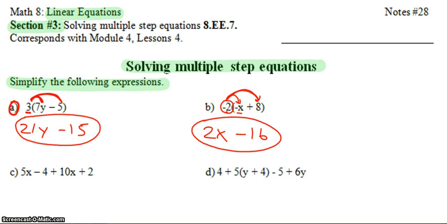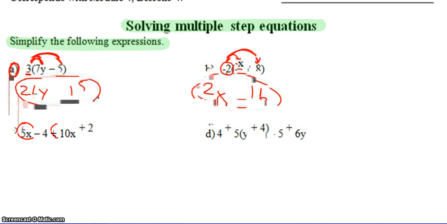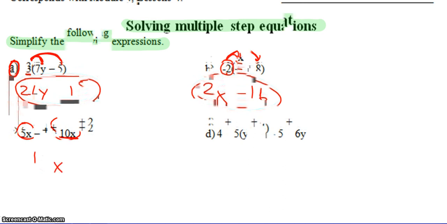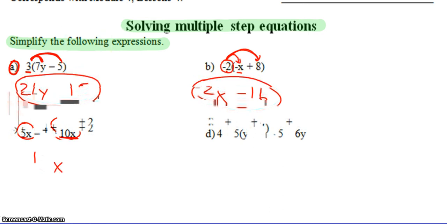Here, no distributing, but hopefully you recognize that this 5x and this 10x are like terms, so you can combine those. So if you have 5 x's and 10 x's, you have a total of 15 x's. Now, do not do anything with the exponents. We are not multiplying here. We're simply adding, like counting. I have 5 of these things, I get 10, so now I have 15x's.